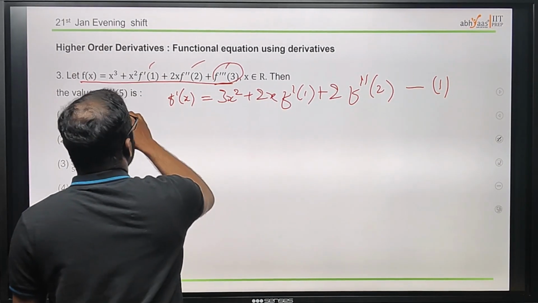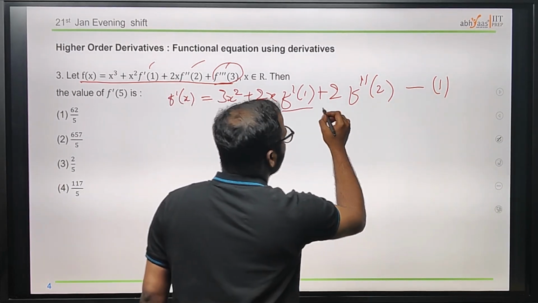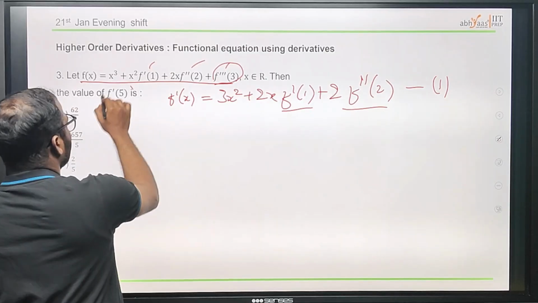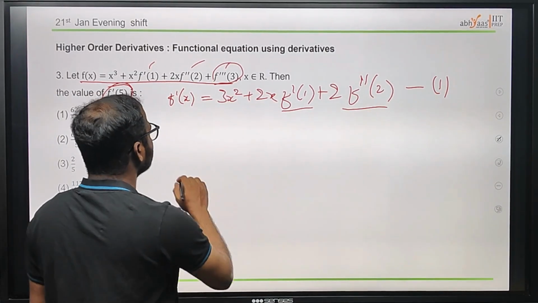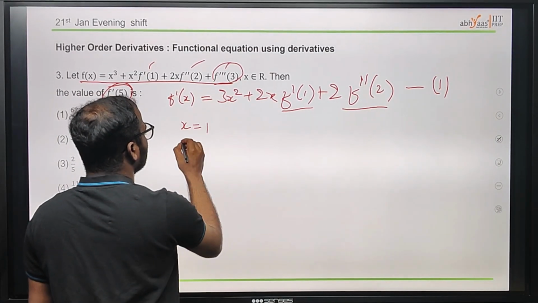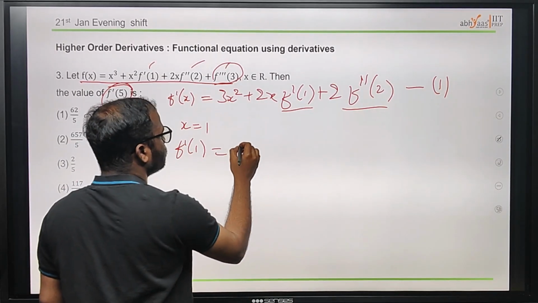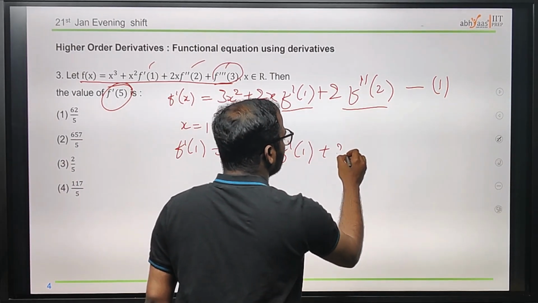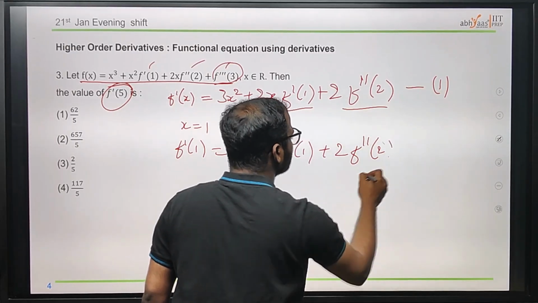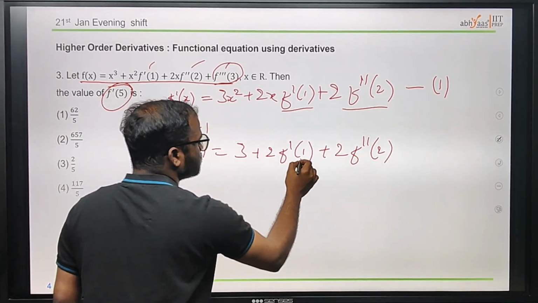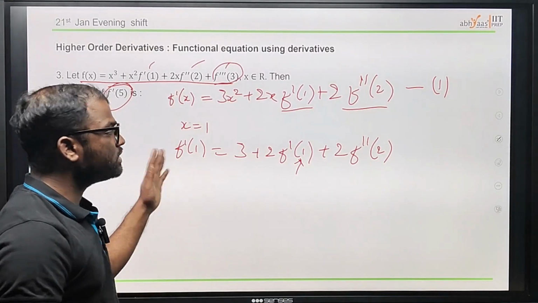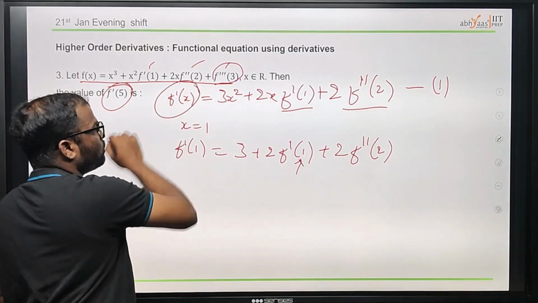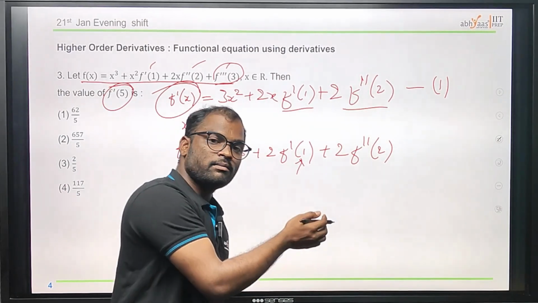Now we need to find f dash of 1 and f double dash of 2. After that only we can easily find f dash of 5. Just substitute x equal to 1 here. We have f dash of 1 equal to 3 plus 2 f dash of 1 plus f double dash of 2. Why are we putting 1 here? Because of this, to find f dash of 1. And in the next step we will put x equal to 2, after doing the double derivative of this equation, in order to find f double dash of 2.